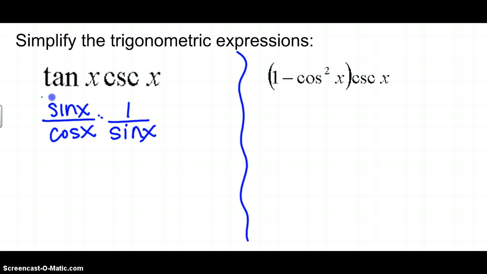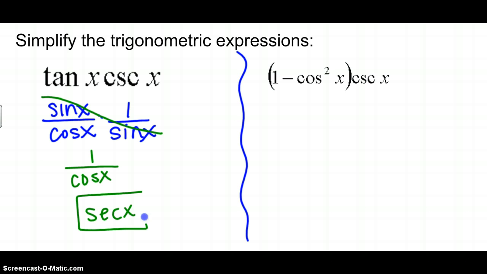So now, our sines are going to cancel, and we're going to be left with 1 over the cosine of x, which you may recall is equal to the secant of x. And we're done. Writing secant of x is simpler than writing tangent of x times cosecant of x.